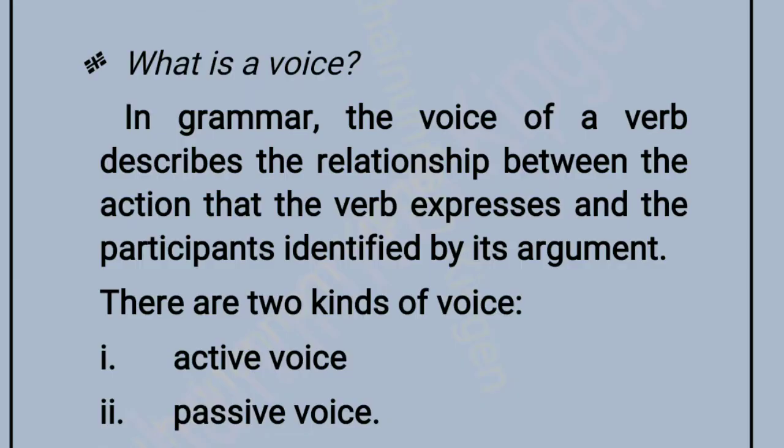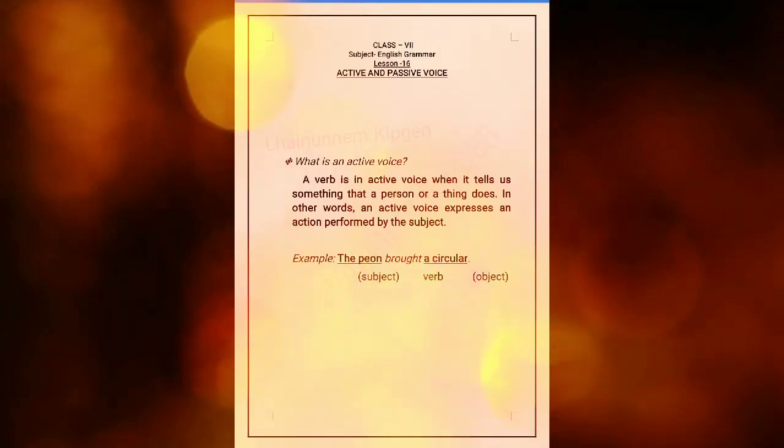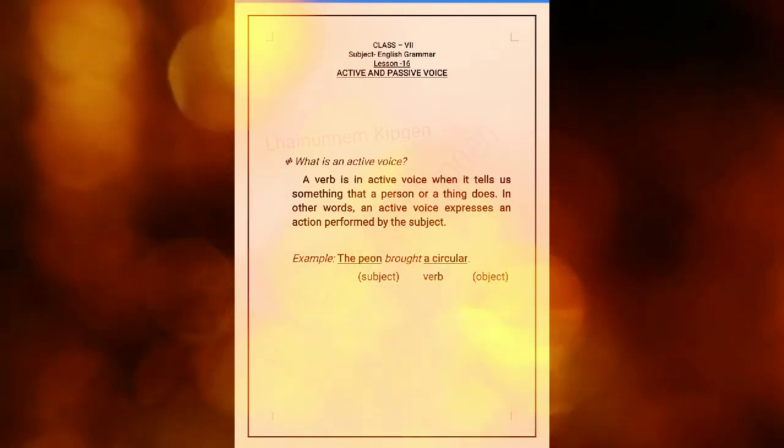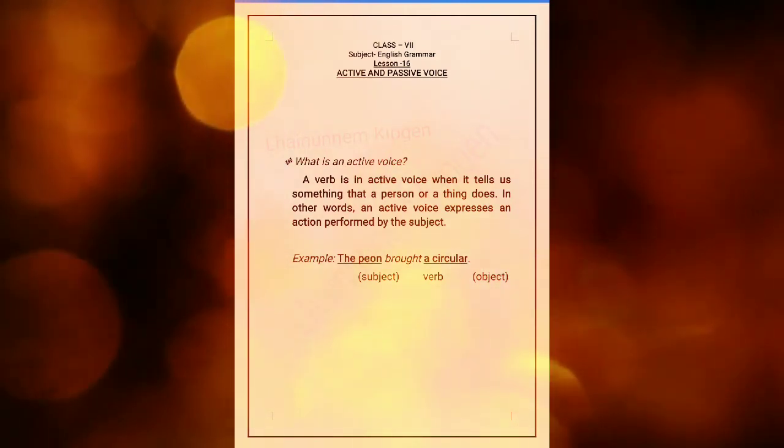In grammar, the voice of a verb describes the relationship between the action that the verb expresses and the participant identified by its arguments. So a voice is a relationship shared between the action performed by the subject or by the object upon the subject or the object. We all know that there are two kinds of voice, which is active voice and passive voice.